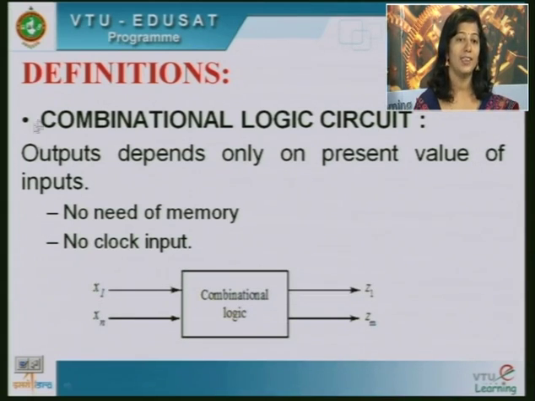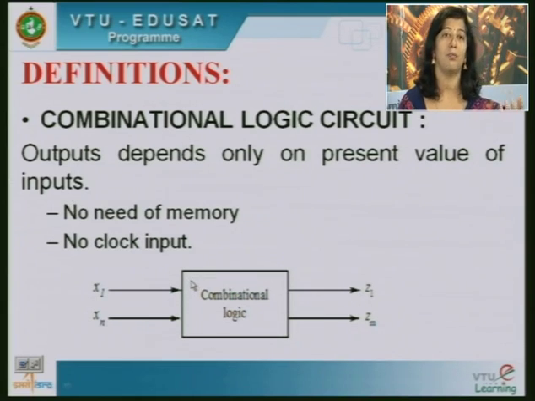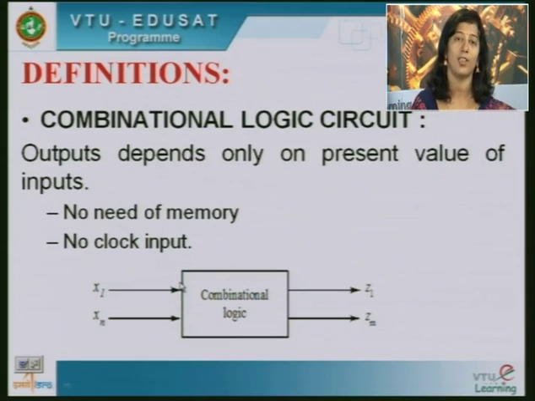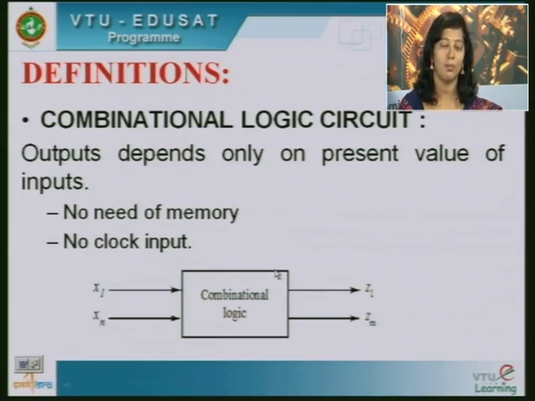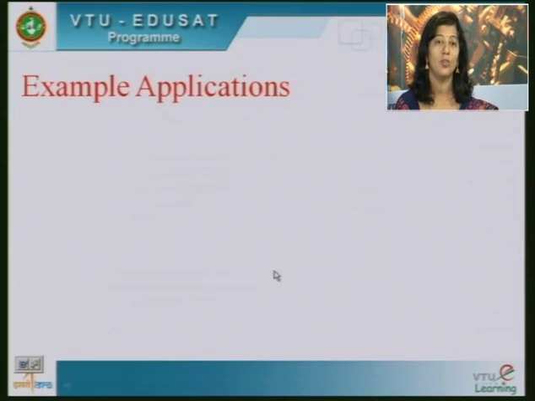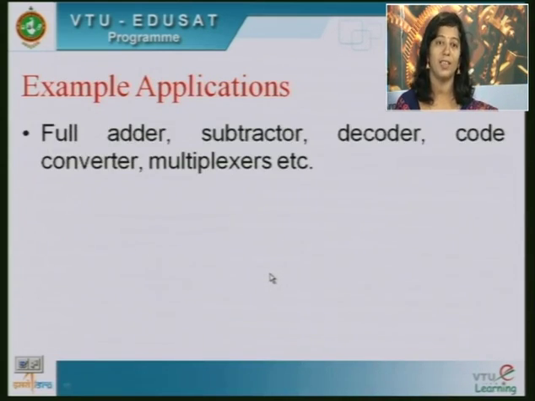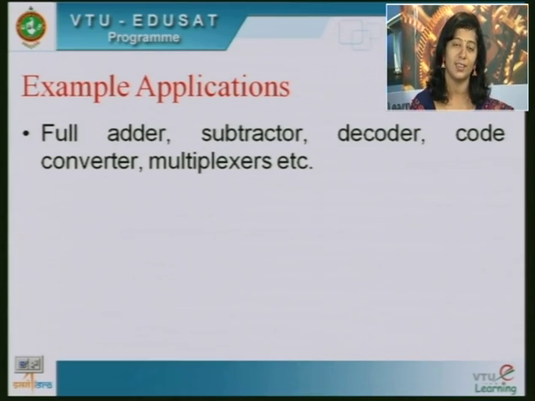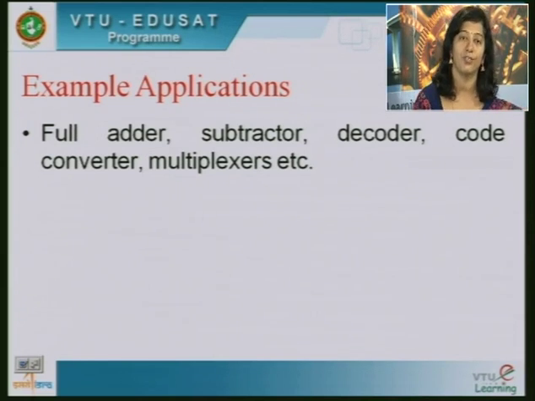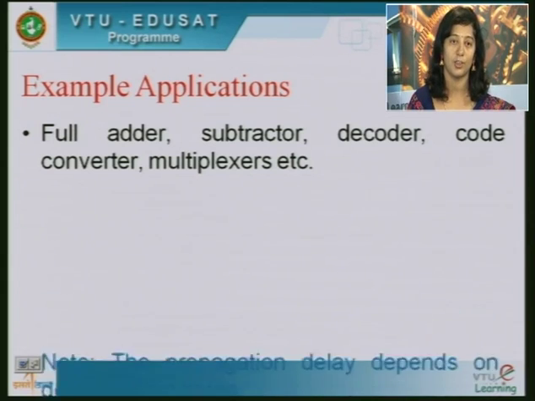Here x1 to xn can be a group of inputs and z1 to zm can be a group of outputs from this circuit. This circuit can include a set of basic gates: AND gates, XOR, XNOR, all kinds of gates. This is a combinational logic circuit. We've studied many such circuits. Examples you have studied are half adder and full adder, subtractors, decoders, multiplexers, code converter circuits and many more. These are some example applications of combinational logic circuits.